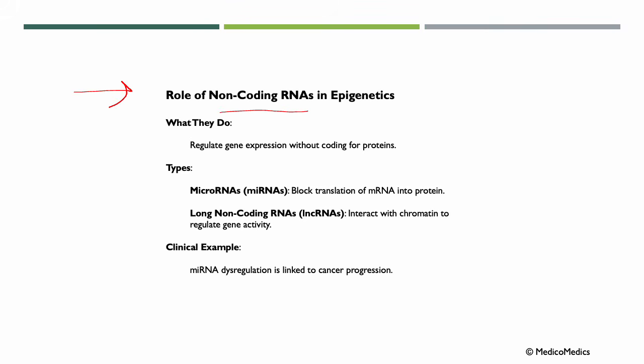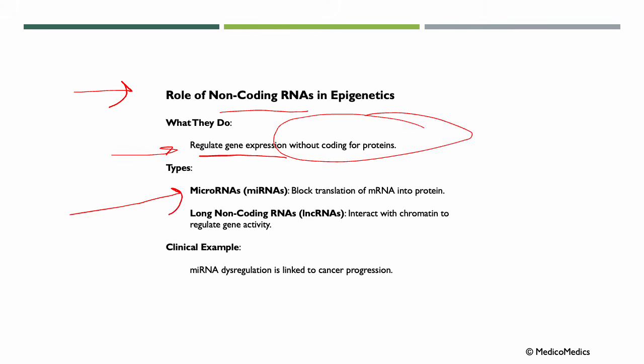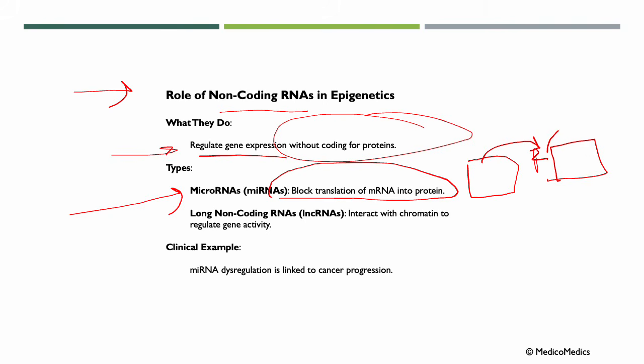Loosening it makes it easier to use the DNA. Role of non-coding RNAs in epigenetics. These regulate gene expression without coding for proteins. For example, microRNAs block translation of mRNA into protein. Remember, we had transcription, DNA to RNA, and then from messenger RNA to amino acid chains, meaning protein production. So what this does is it blocks translation, this bit right here, from producing proteins.